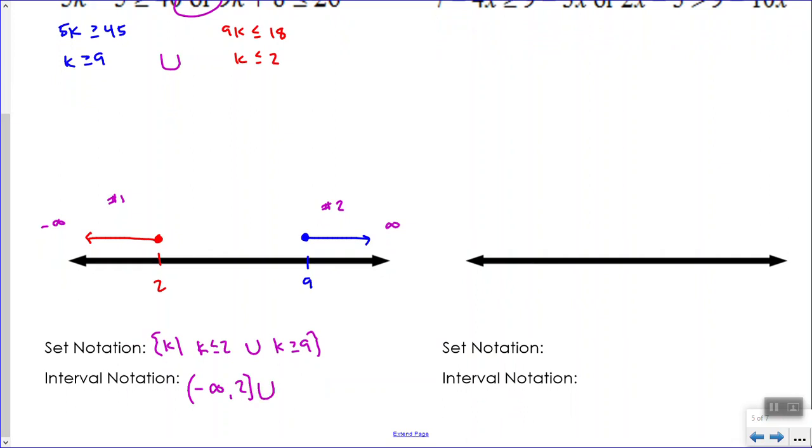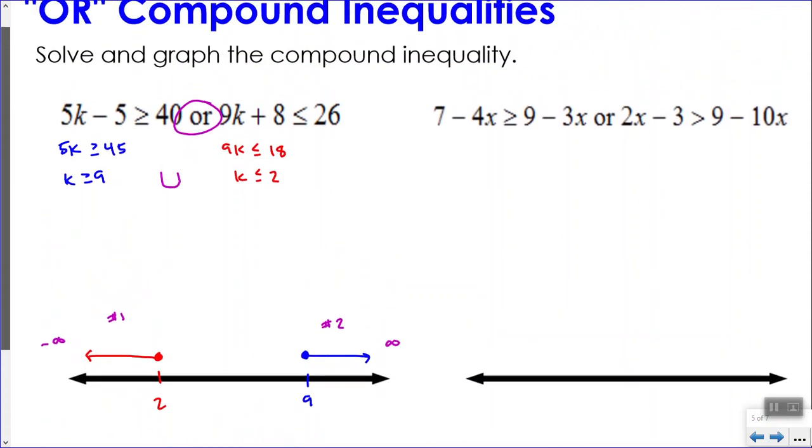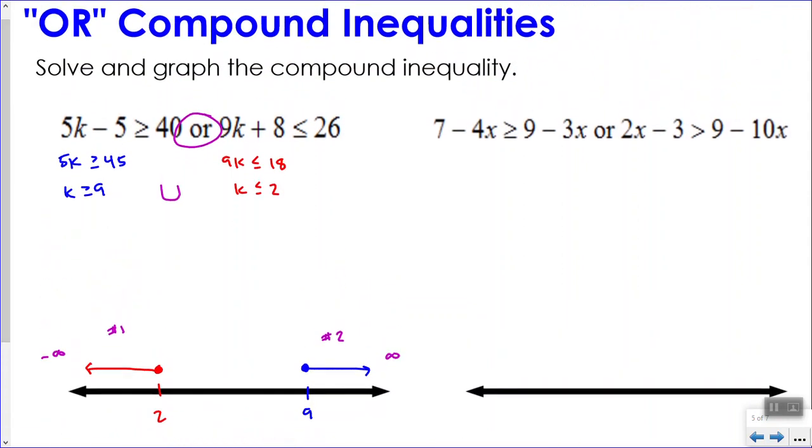We're going to take the union of that interval with the one on the right. We go from 9 to positive infinity. 9 has a closed circle, so it gets the bracket. Infinity has a parenthesis because it always does. And that would be our final interval. Go ahead and pause the video and see if you can do the one on the right.